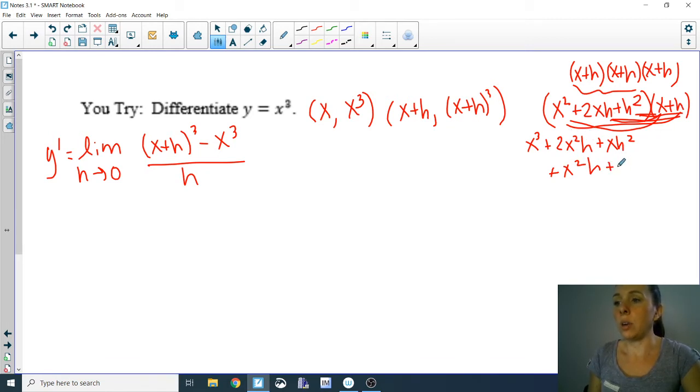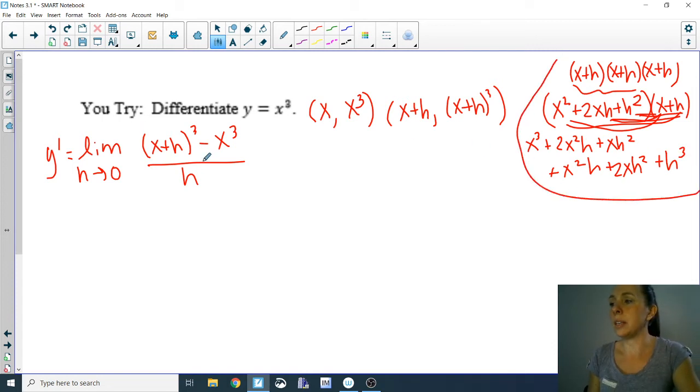H times 2xh is 2xh squared. See how I lined it up with this one? And then h times h squared is h cubed. All right, this is just like side work because I needed to expand x plus h quantity cubed. I'm going to put the next step of my derivative down here.